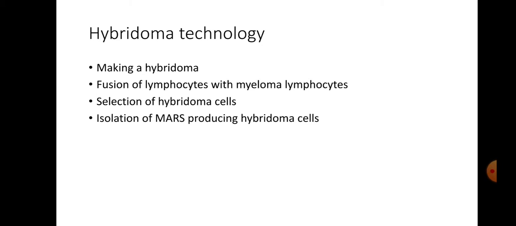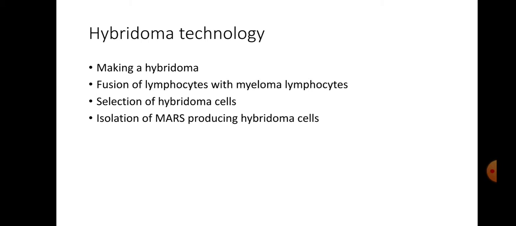The cells are then washed to make them polyethylene glycol free. The washed cells comprise a mixture of hybridoma cells, unfused lymphocytes and unfused myeloma cells. So the next step after fusing is selection of the hybridoma cells. Since the mixture contains hybridoma cells, unfused normal lymphocytes and unfused myeloma lymphocytes, the hybridoma cells have to be selected from the mixture for further requirements.